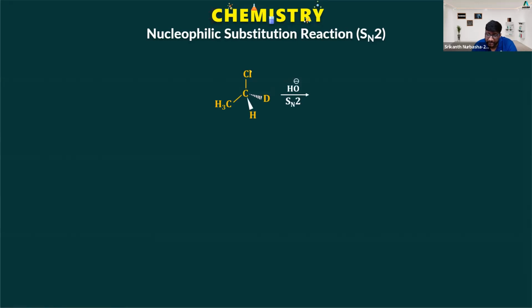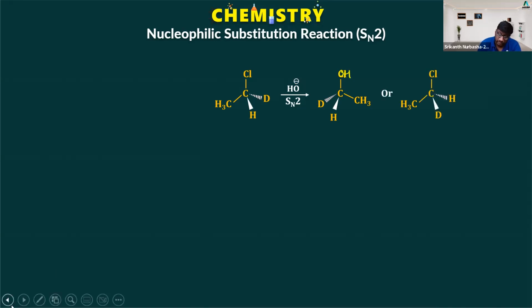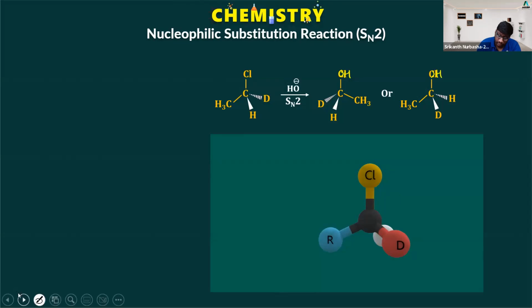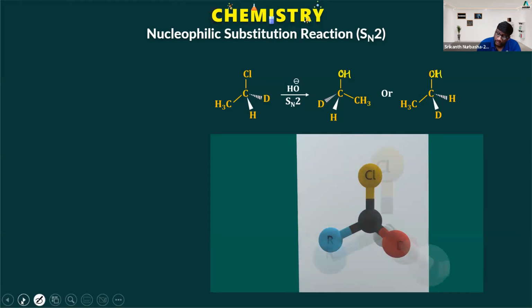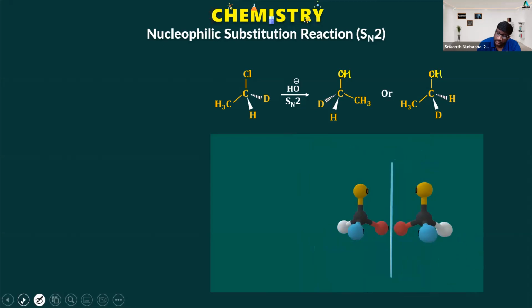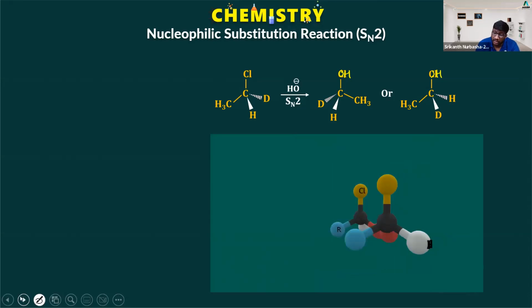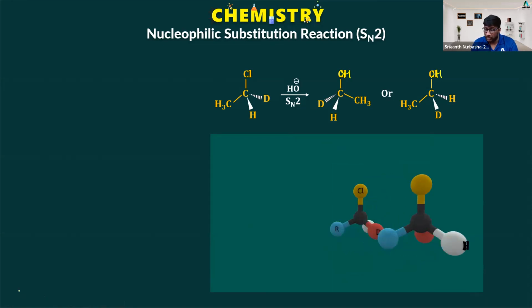So OH minus with CH3CHDCl, what are you going to do? OH minus you have to place at the position of Cl. So here it should be OH, because chlorine is going to be a leaving group, and you have inversion happening. So you have to write the mirror image and place OH wherever you had the leaving group earlier. Just draw the mirror image and replace the leaving group with the nucleophile, and that's what the animation is showing.